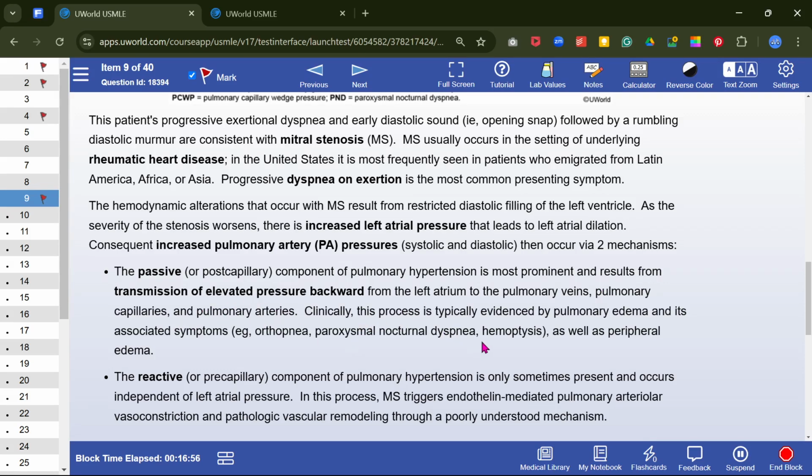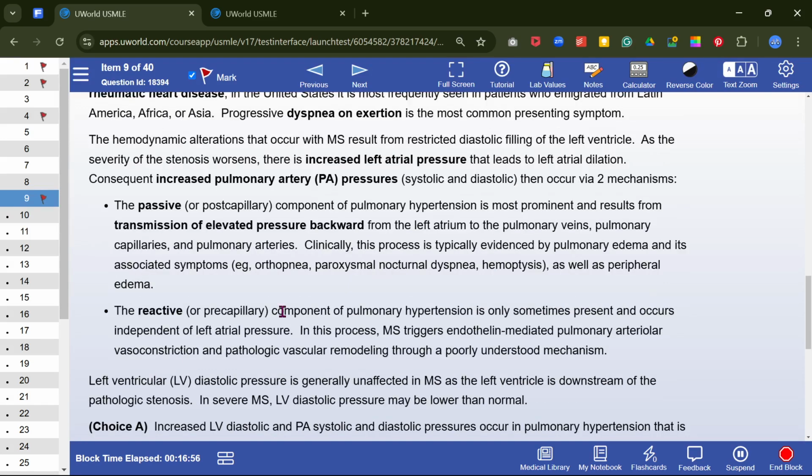Clinically, this process is typically evidenced by pulmonary edema and its associated symptoms: orthopnea, paroxysmal nocturnal dyspnea, hemoptysis, as well as peripheral edema. The reactive or precapillary component of the pulmonary hypertension is only sometimes present and occurs independent of left atrial pressure. In this process, MS triggers endothelin-mediated pulmonary arterial vasoconstriction and pathologic vascular remodeling through a poorly understood mechanism.